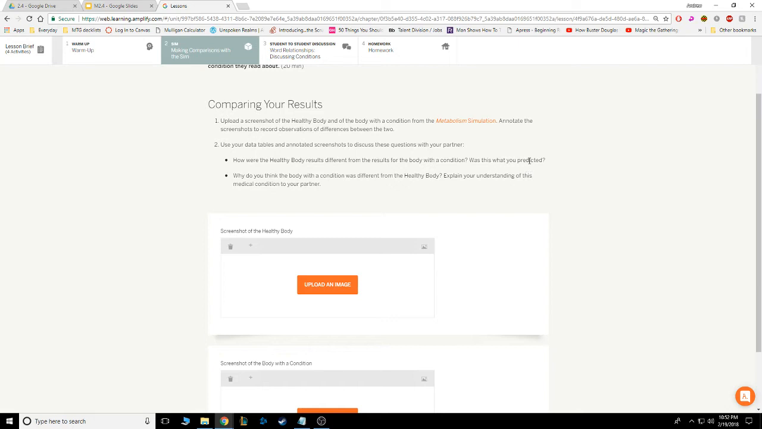If you're wrong, you can admit that and talk about why you predicted what you predicted, because the main goal here is to improve your reasoning, not necessarily be correct. In the second part, why do you think the body with a condition was different from the healthy body? Explain your understanding of this medical condition to your partner. They're having you do this for two reasons. The first is, again, to practice your reasoning, because that's a big part of the science in middle school.